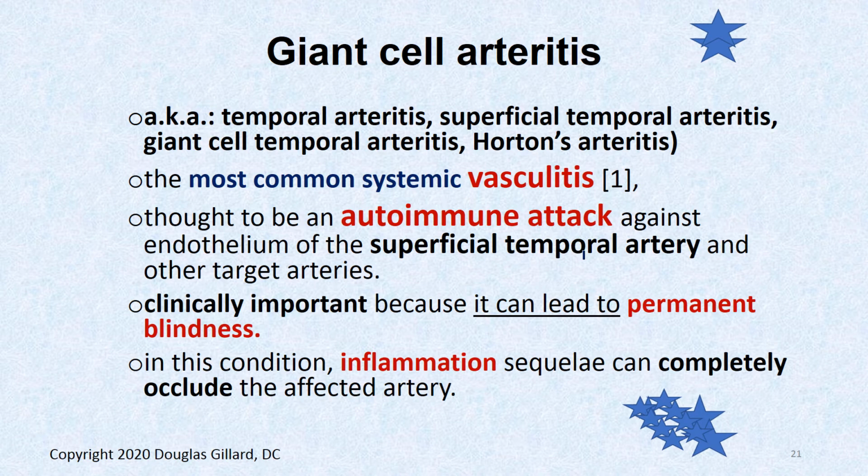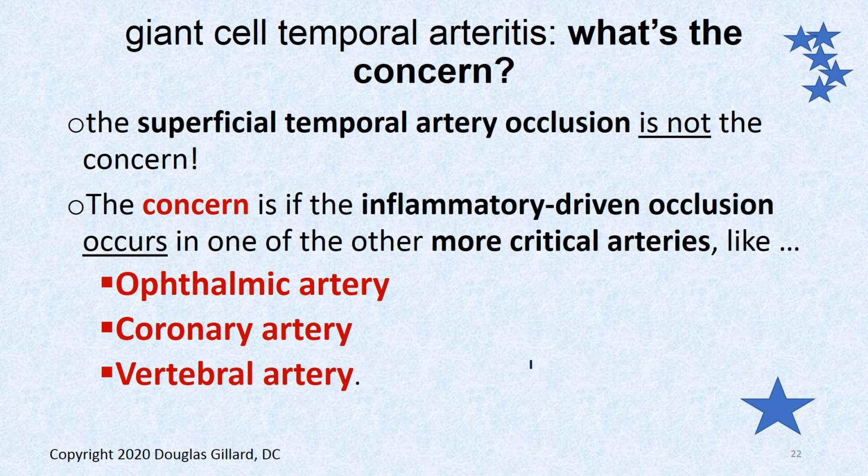So it's an autoimmune attack, usually on the superficial temporal artery, but it's not only the superficial temporal artery. As I said, number 2 is the ophthalmic artery, number 3 the coronary artery, number 4 the vertebral artery. You don't want inflammation in these, and these are critical arteries, so you have to be really careful with them.